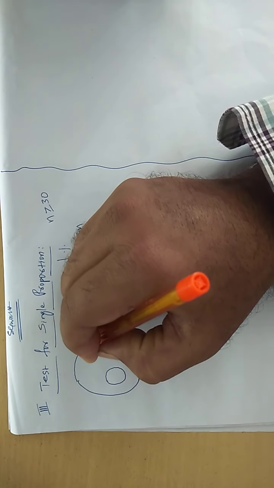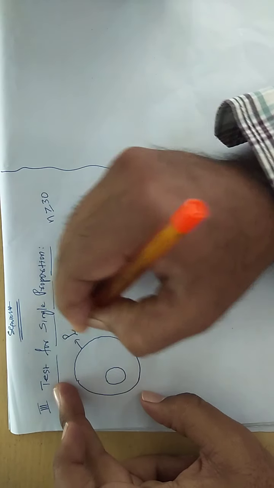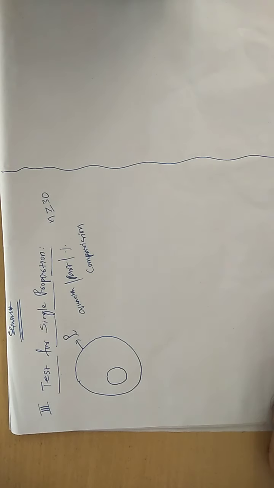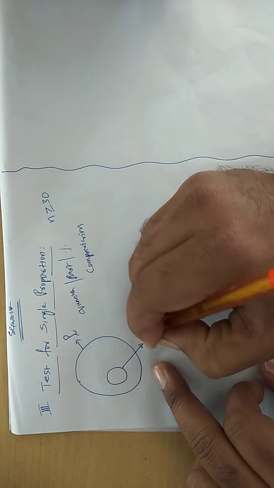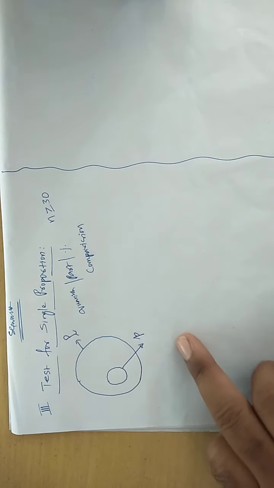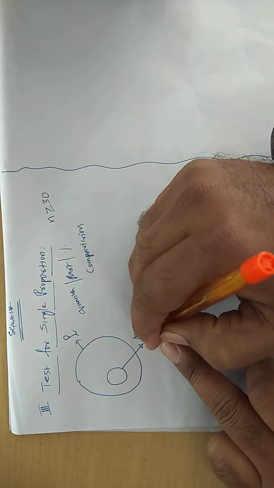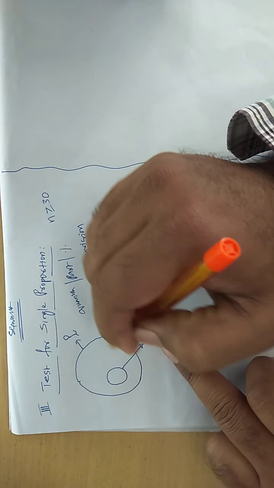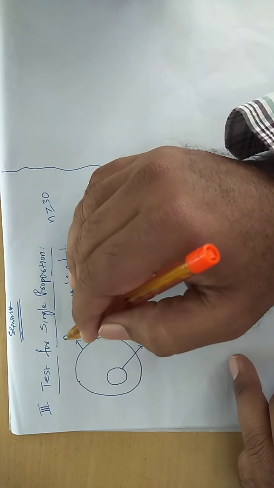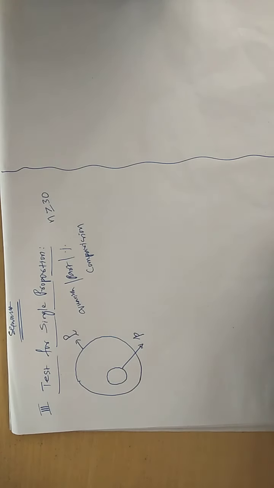Always remember that from now onwards, the population proportion is going to be denoted by the uppercase English alphabet capital P. The sample proportion you are going to denote by the lowercase alphabet small p. With this small p, you are going to compare whether the population proportion is also going to be some given value. So this is the test for single proportion.